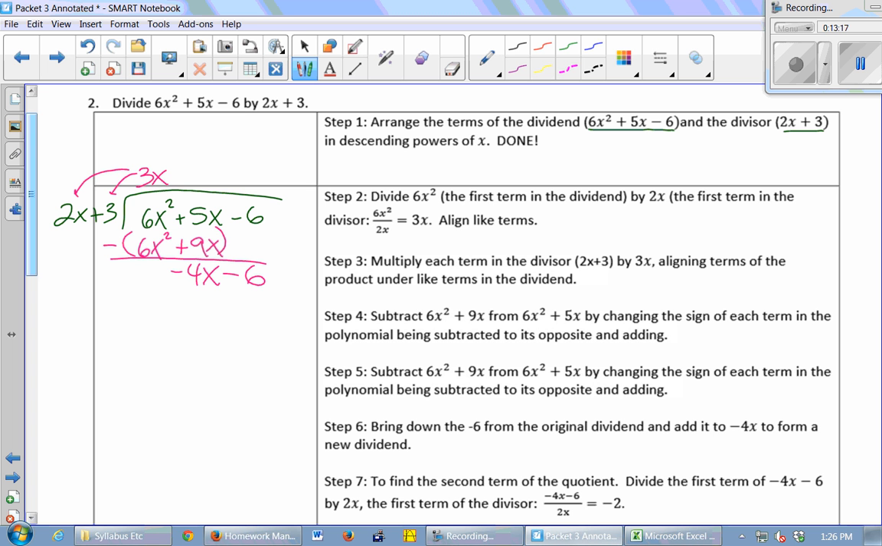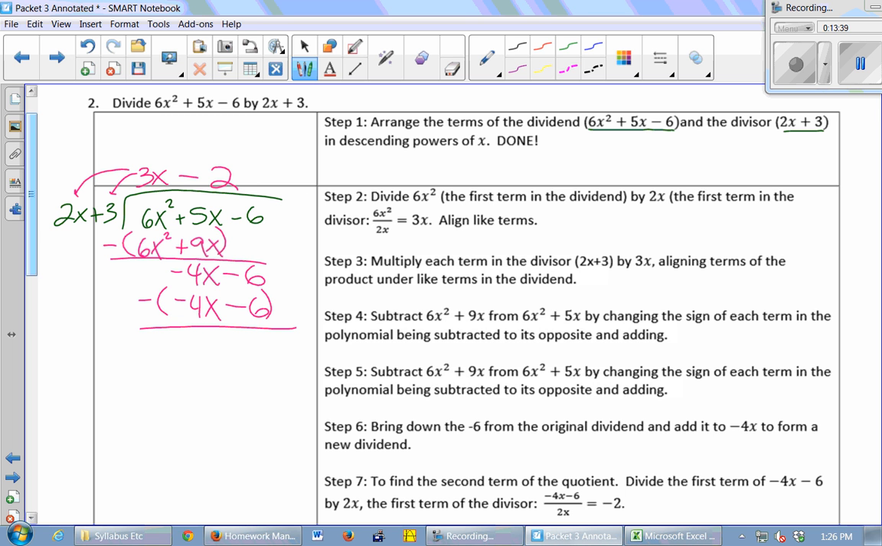And then we start again. What do you multiply 2x by to make negative 4x? Negative 2. Then I distribute that negative 2 to the 2x plus 3 when you multiply. Negative 2 times 2x is negative 4x. Negative 2 times 3 is negative 6. And I subtract.